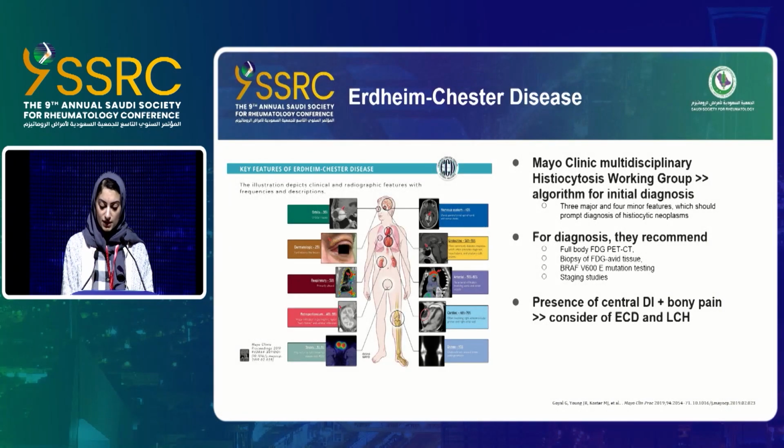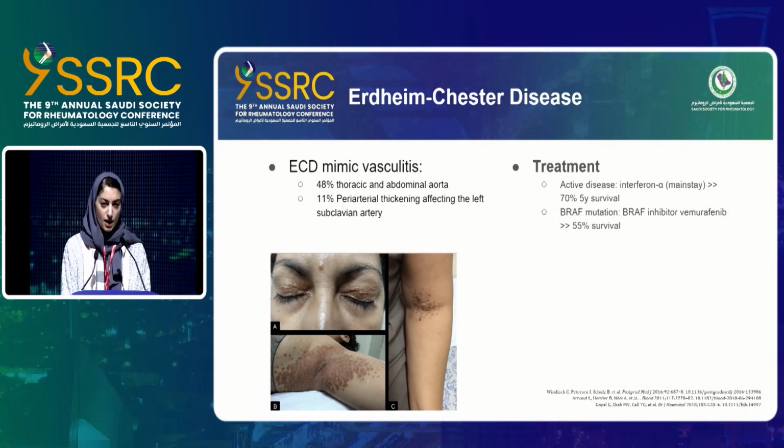The Mayo Clinic Multidisciplinary Histiocytosis Workup Group suggested an algorithm for the initial diagnosis with 3 major and 4 minor features. For diagnosis, they recommended a full-body PET scan, a biopsy of the FDG-avid tissue, and testing for the mutation, in addition to staging studies. Ultimately, the presence of central diabetes insipidus with bony pain should prompt urgent consideration of Erdheim-Chester disease and Langerhans cell histiocytosis. How does it confuse us with vasculitis?